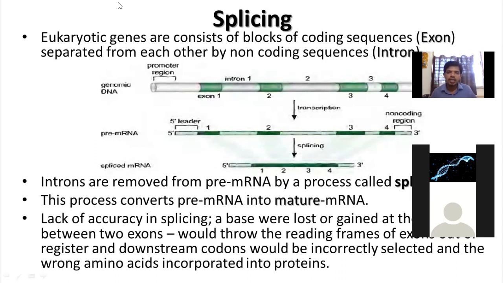Eukaryotic genes consist of blocks of coding sequences called exons, which are separated alternately by non-coding sequences called introns. If you see this particular diagram, this is the pre-mRNA. Now see, this is the genomic DNA. The gene itself contains the coding part and the non-coding part. Then this gene will be transcribed. Now here is the pre-mRNA, which again contains the exon and the intron parts.